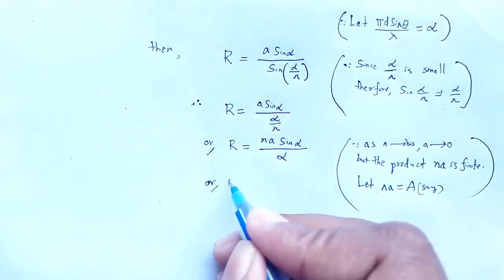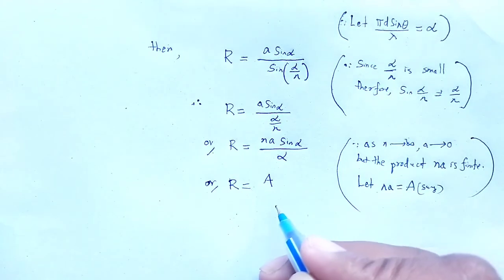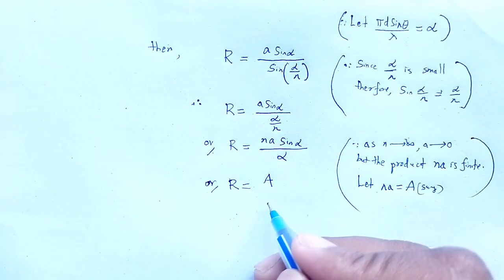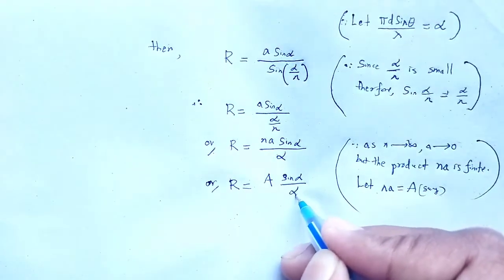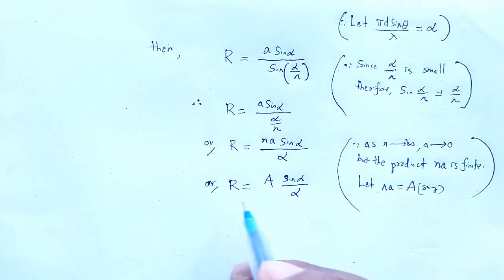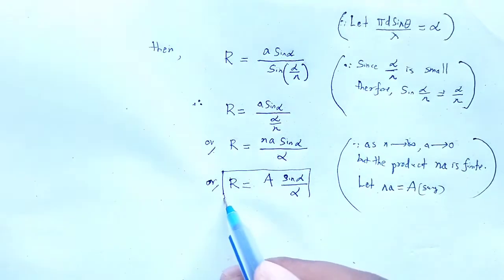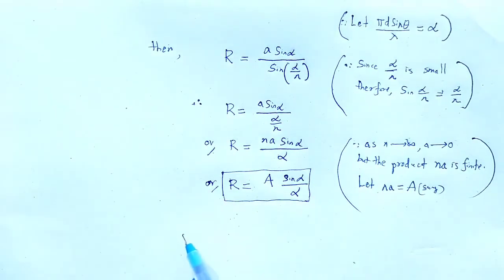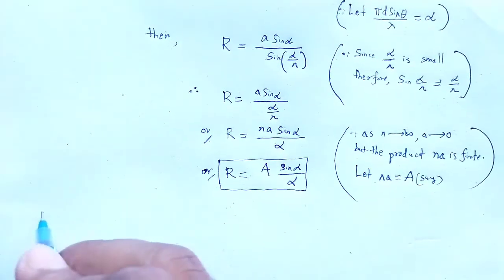Therefore R is equal to A sin alpha divided by alpha, that be the resultant amplitude. By using that resultant amplitude we can easily calculate the resultant intensity, as we know the relation between resultant amplitude and resultant intensity.